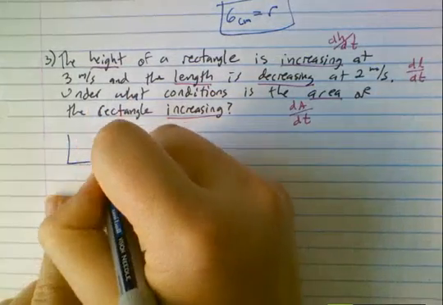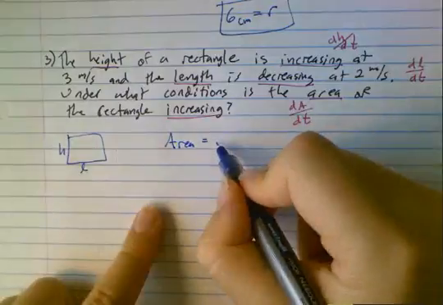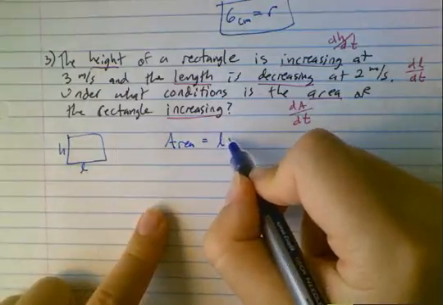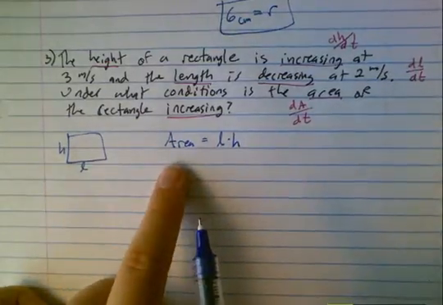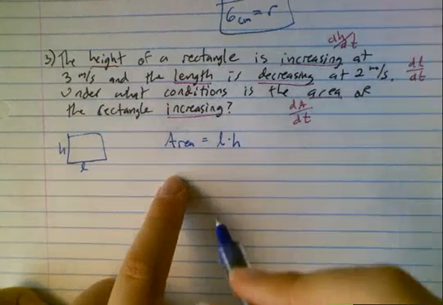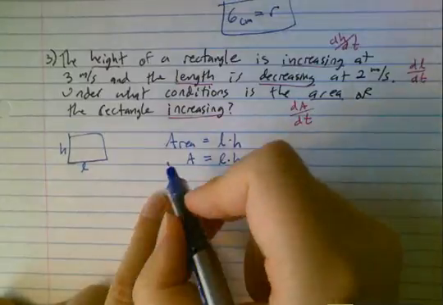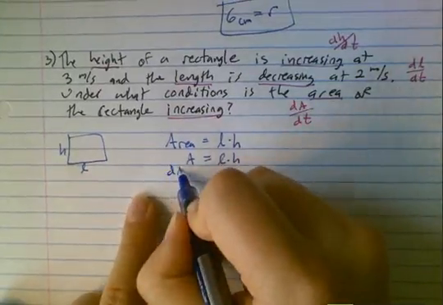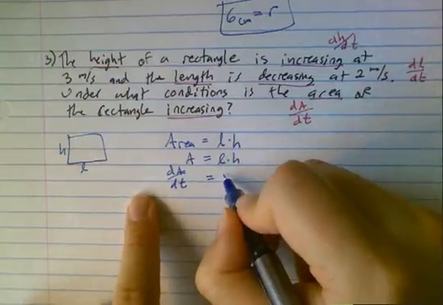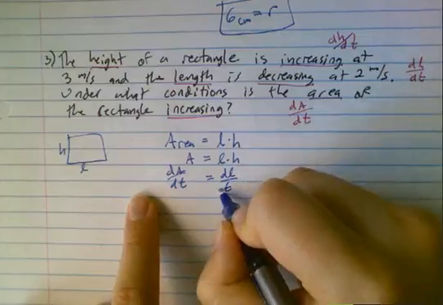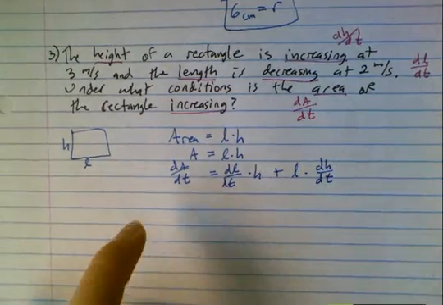If we've just got a little rectangle, area is length times height. And furthermore, we can just write area as A equals L times h. So we're going to deal with these rates, so let's do our derivatives. Notice this is a product rule, so that means derivative of L with respect to t times h plus L times derivative of h with respect to t, just like that.